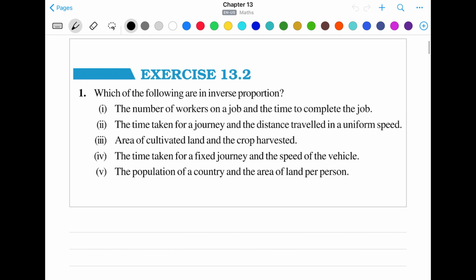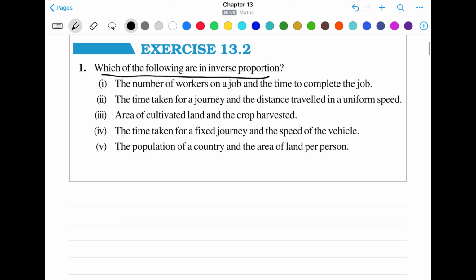The question number 1 of 13.2 is, we have to identify which of the following are in inverse proportion. We are given certain statements here, and from the statements you have to identify which one is direct proportion or inverse proportion.